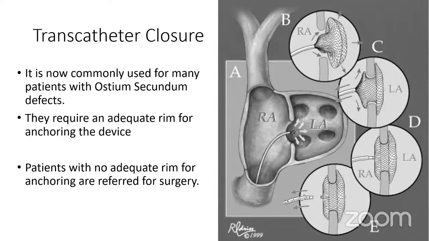Transcatheter closure is now commonly used for many patients with ostium secundum defects. They require an adequate rim for anchoring the device. Patients with no adequate rim for anchoring are referred for surgery. You can see it very nicely in the picture.